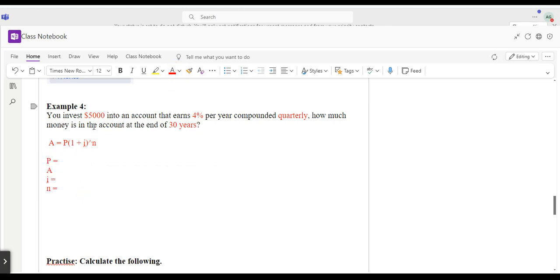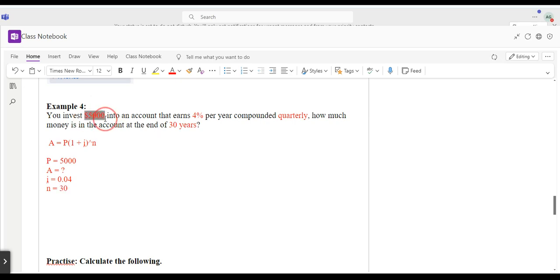Now we start with $5,000. So we write that down. The amount at the end, we don't know. So we're going to go figure that out. The interest rate is going to be 4%, so it's 0.04. And our n value is going to be 30.